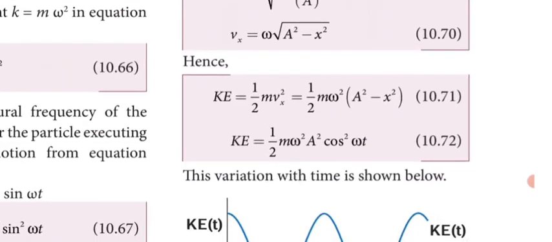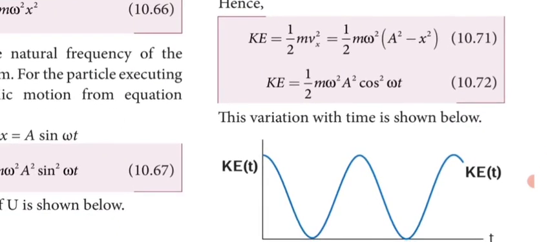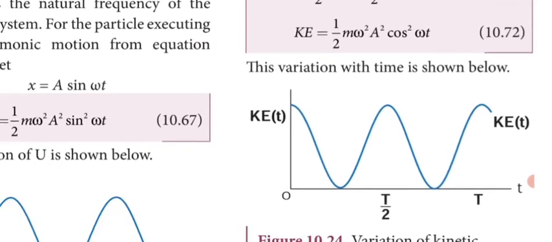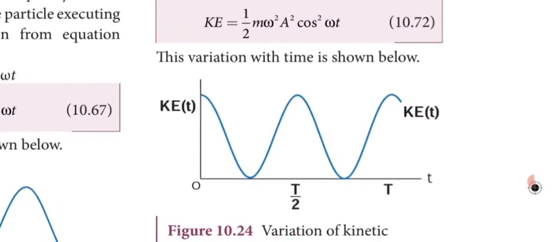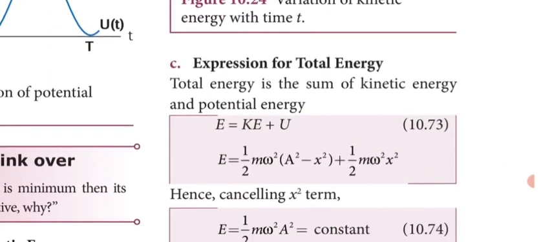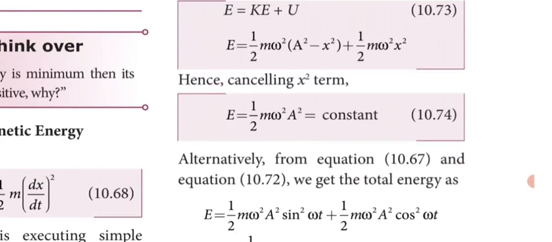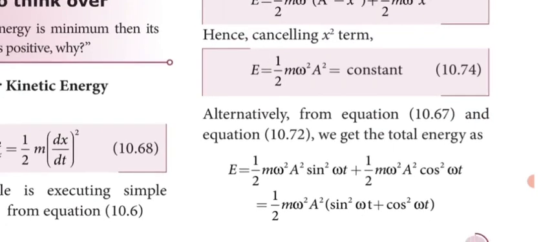Substituting that in the kinetic energy, we get half m omega square times a square minus x square. So K is equal to half m omega square a square cos square omega t. This is also the graph we get for the kinetic energy for different times. Next we write the expression for both energies. The sum of both, the potential energy plus the kinetic energy, gives half m omega square a square minus x square plus half m omega square x square. The positive and negative terms cancel, and you get half m omega square a square, which is a constant.